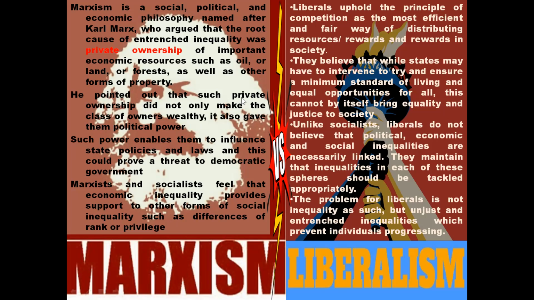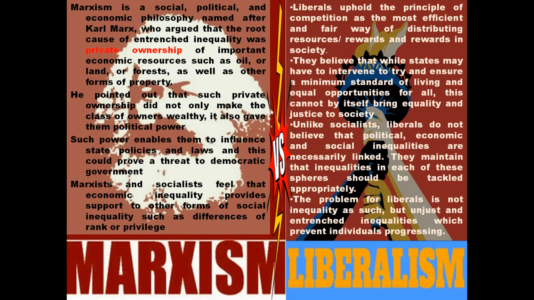He pointed out that such private ownership did not only make the class of owners wealthy, it also gave them political power. Marxists and socialists feel that economic inequality provides support to other forms of social inequality, such as differences of ranks or privileges. Rich or poor को बहुत ज़्यादा importance देता है ये वाला system, this private ownership system, where one person keeps on becoming rich and the other keeps on becoming poor or on birth of middle class, etc.